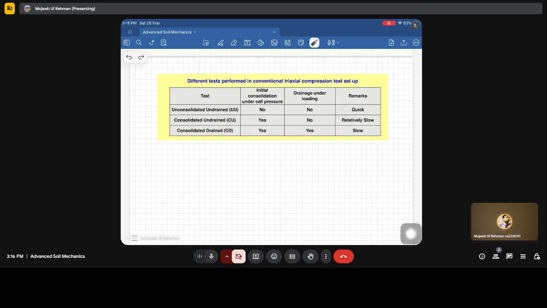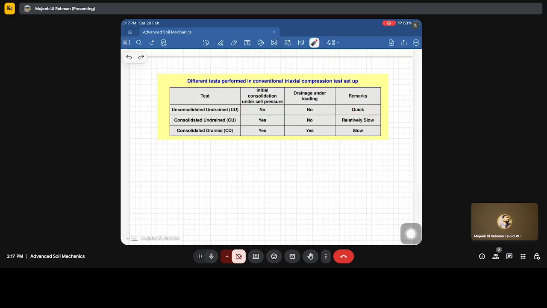Correct. Since we are not allowing the water to come out from the sample during the consolidation stage, it means that there is no initial consolidation that is going to happen for this unconsolidated undrained test. And during loading also, we are not allowing the water to escape. So in both stages, whether it is the consolidation stage or the shearing stage, we are not allowing drainage. That's why this test is a quick test.